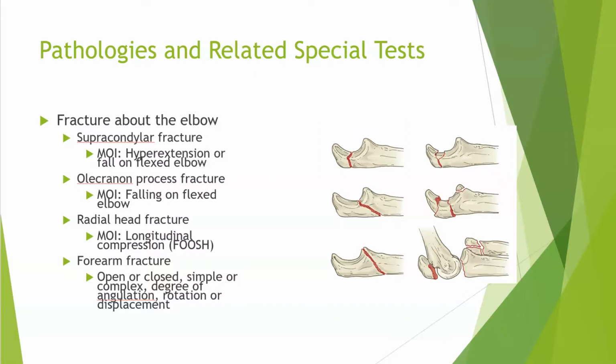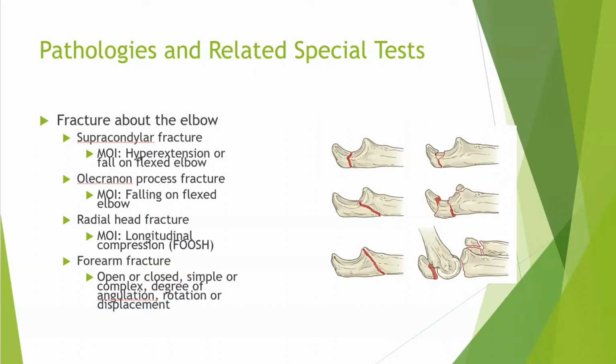A radial head fracture, the mechanism of injury is a longitudinal compression, basically FOOSH. Remember, it means fall on outstretched hand. And or a forearm fracture, where it can be open or closed, simple or complex, and it depends on the degree of angulation or displacement.